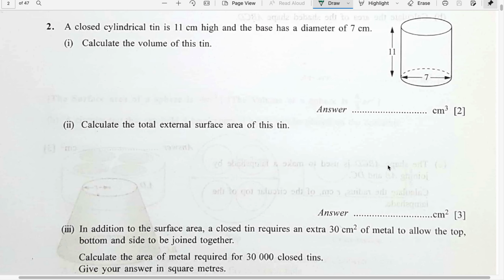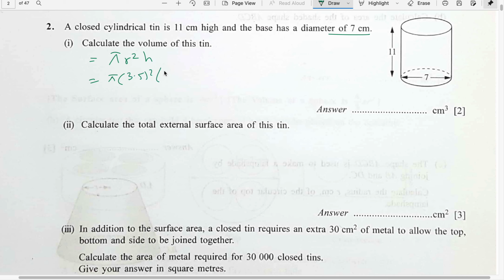Question 2. A closed cylindrical tin is 11 centimeters high and the base of the diameter is 7 centimeters. Calculate the volume of this tin. Straight away, area of base times height.